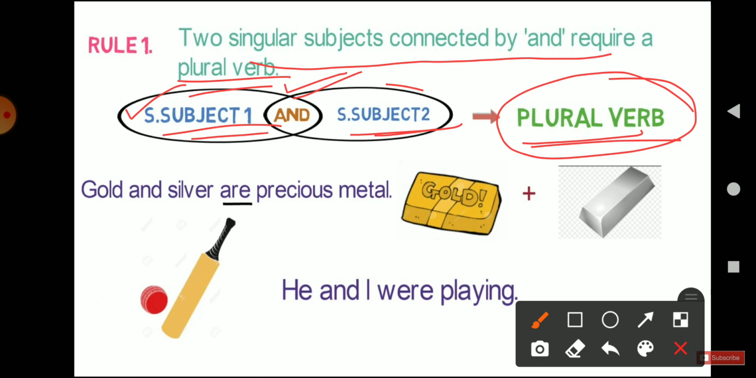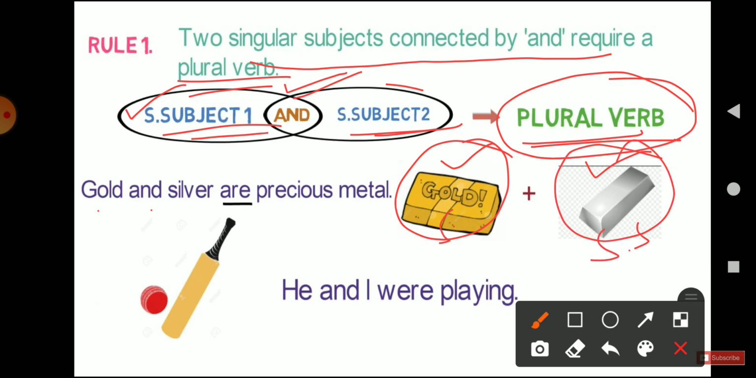Here are its examples. See, gold and silver. Gold is a singular subject. Similarly, silver is also a singular subject. Both the singular subjects are joined by "and" here. So, "Gold and silver are precious metals." "Are" is the verb, the plural verb in this particular example.